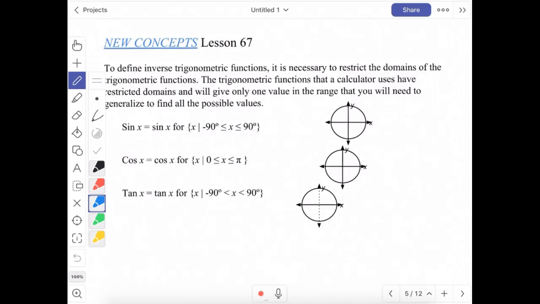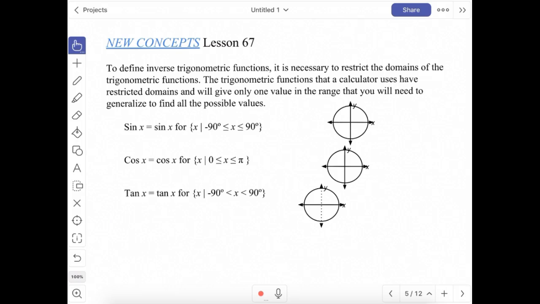To define inverse trigonometric functions, it is necessary to restrict the domains. So we're switching from relations to functions now. It is necessary to restrict the domains of the trigonometric functions. The trigonometric functions that a calculator uses have restricted domains and will give only one value in the range that you will need to generalize to find all the possible values.